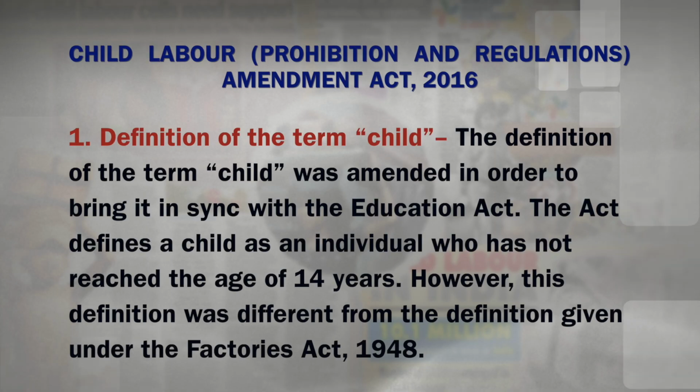First, there is a change in the definition of the term child. The definition of the term child was amended in order to bring it in sync with the Education Act. The Act defines a child as an individual who has not reached the age of 14 years. However, this definition was taken from the definition given under the Factories Act 1948.